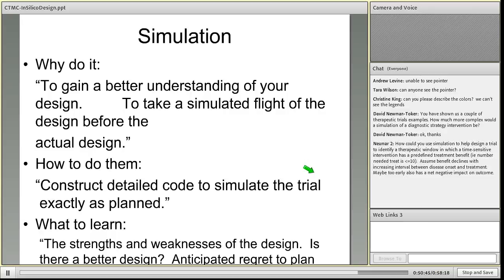So David asks, you've shown us a couple of therapeutic trials examples. How much more complex would a simulation of a diagnostic strategy intervention be? Actually, in many ways, David, it would be easier. We've simulated a lot of trials of different diagnostics. And you simulate a patient coming in and they really do have the disease or they don't, or the characteristic, maybe a biomarker you're trying to find. And then you simulate where they really have it, and then what the test shows and how the trial progresses from there. We've built some flexible trials in that, but done some simulation within that as well.